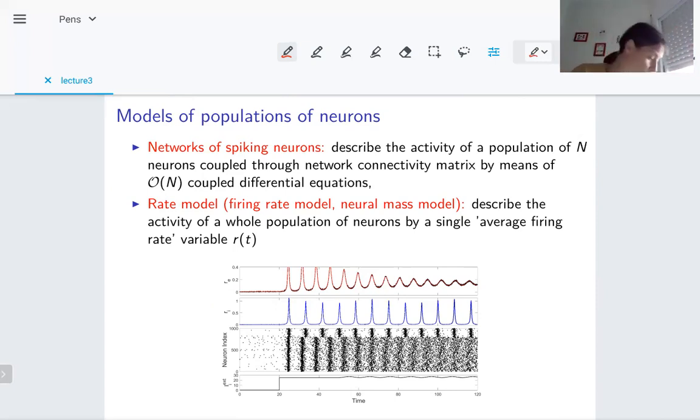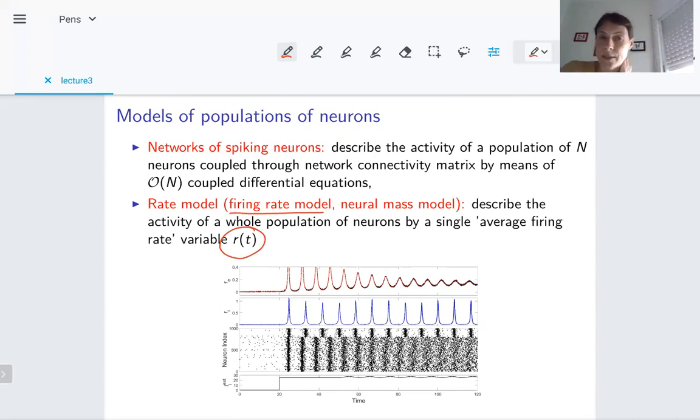The rate models, also called firing rate models, mean field models or neural mass models, describe the activity of a whole population by a single average firing rate variable. Basically, what we would like to have is a differential equation that describes the dynamics of this variable R without needing to simulate the full system of differential equations.